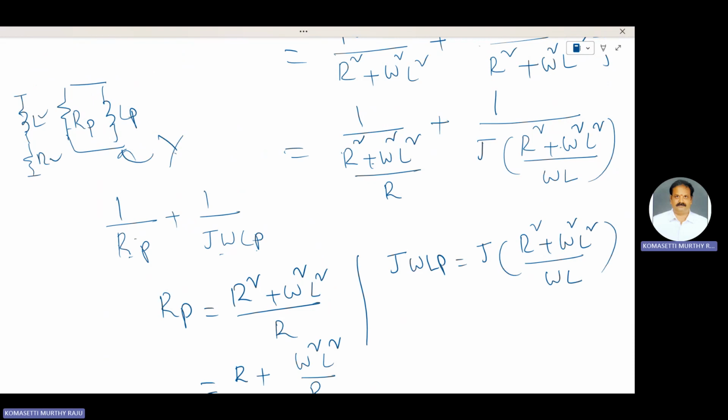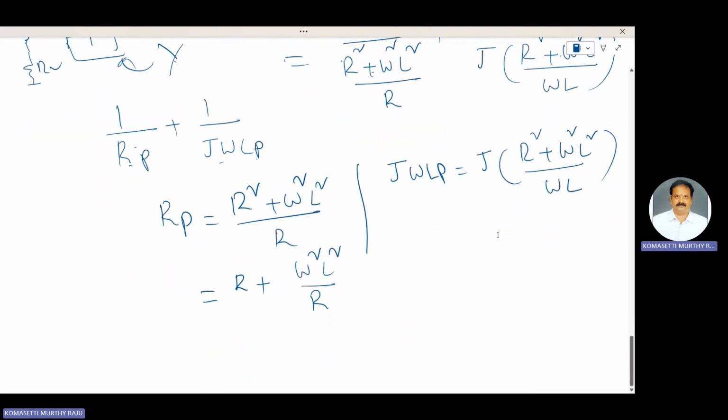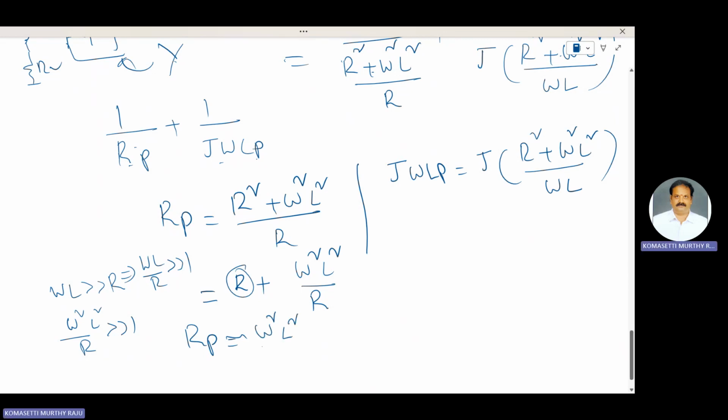The impedance of that inductor is omega L. Omega L is generally far greater than R. Omega square L square by R is greater than 1. Here omega L by R is greater than 1, so omega square L square by R is also greater than 1. Therefore, this term is neglected. RP is approximately equal to omega square L square by R.